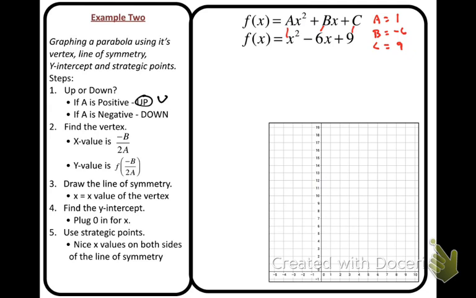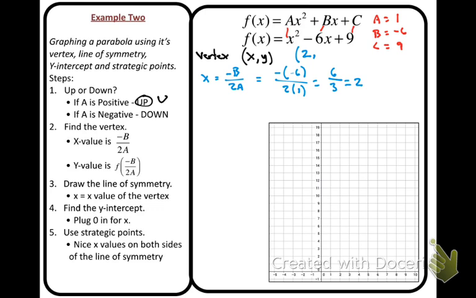Step 2, we've got to find the vertex. And remember, the vertex is the x, y coordinate. To find the x value of the vertex, we use -b divided by 2a. Plugging in what we know about b and a, we have the negative sign from the formula, b is -6, divided by 2 times a, which is 1. Simplifying that out, that's 6 over 2, which is 3. So I know the x value of my vertex is 3.